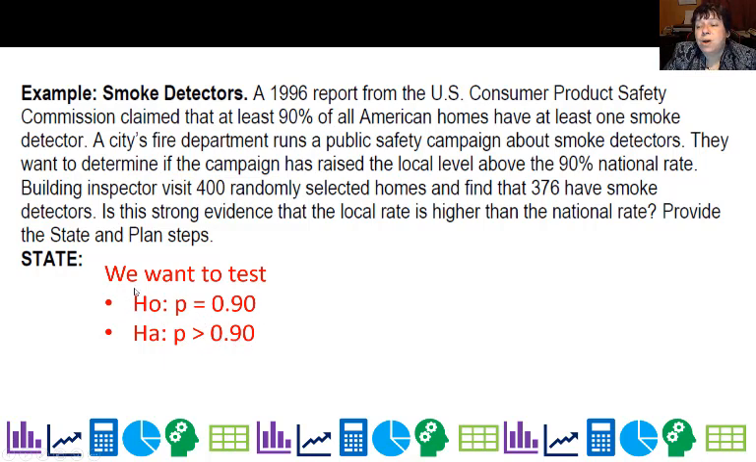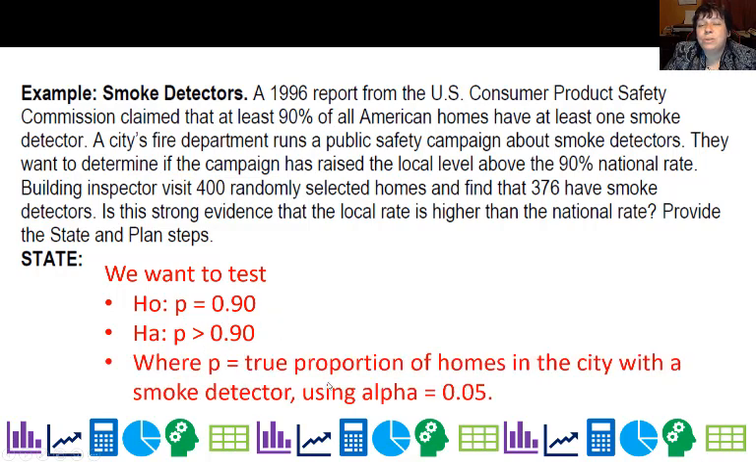Remember, our null is almost always the equals one, and our alternate tends to be the other one. All right, and it doesn't hurt to say, what does this p stand for? Where p equals the true proportion of homes in the city with a smoke detector using alpha equal 0.05. And alpha, I'll get into that later when I actually run the test.